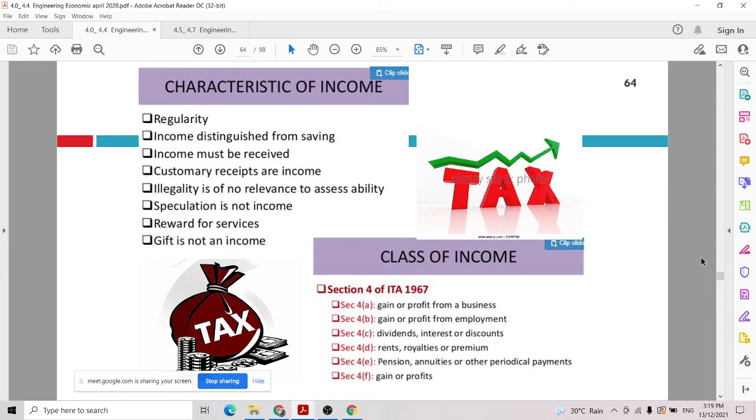As for the characteristics of income, it comes from regular sources, distinguished from savings. If you have another income, you need to pay tax. The classes of income include gain or profit from your business, and from your employment, for example when you receive a bonus. Dividends, interest or discounts are also income, and royalties too. That income needs to be taxed.